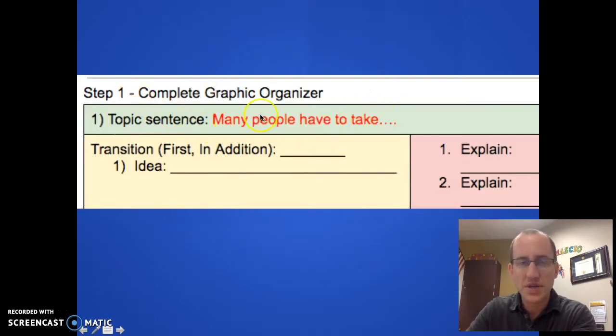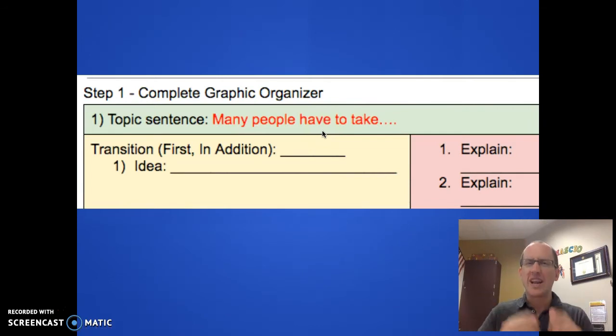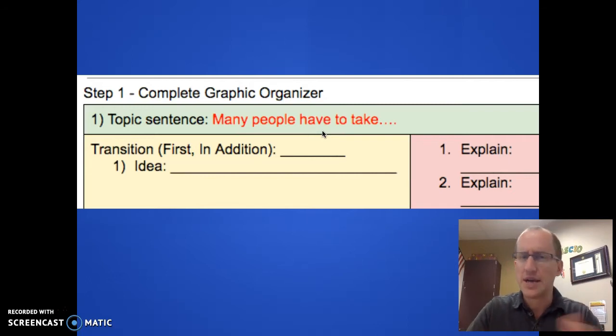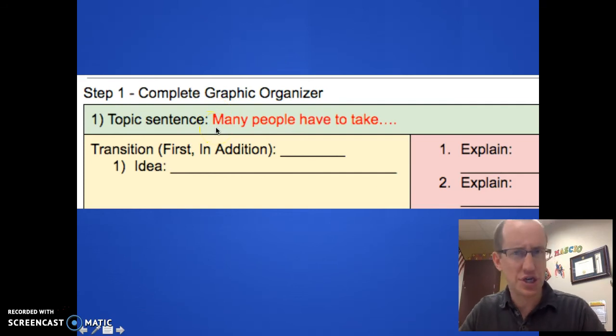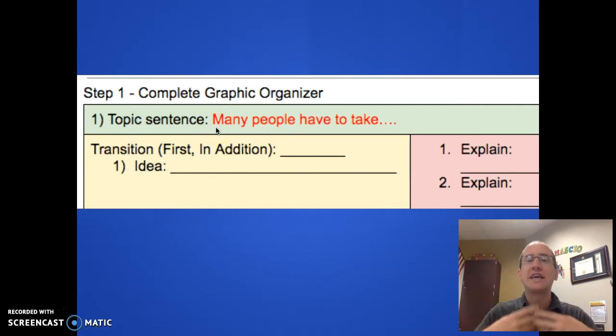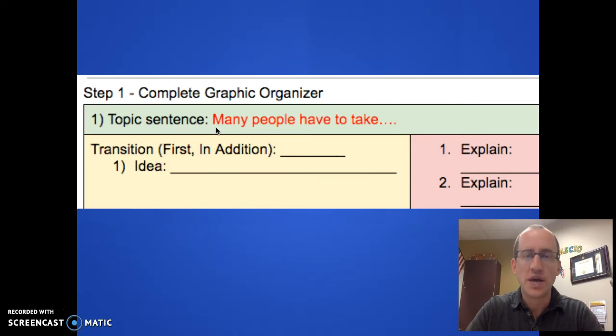I'm going to write what the topic sentence is. Now, this is our introductory paragraph, so you're going to introduce the topic for your whole essay. And the topic is why people take difficult journeys. So you might write something like, many people have to take difficult journeys throughout their life. You're giving the topic to your reader for the very first time.